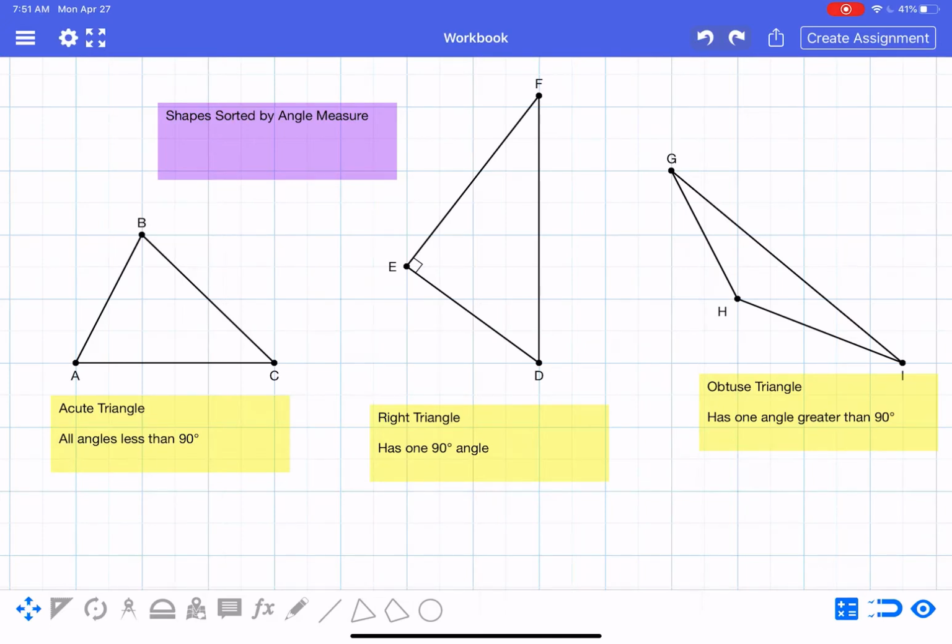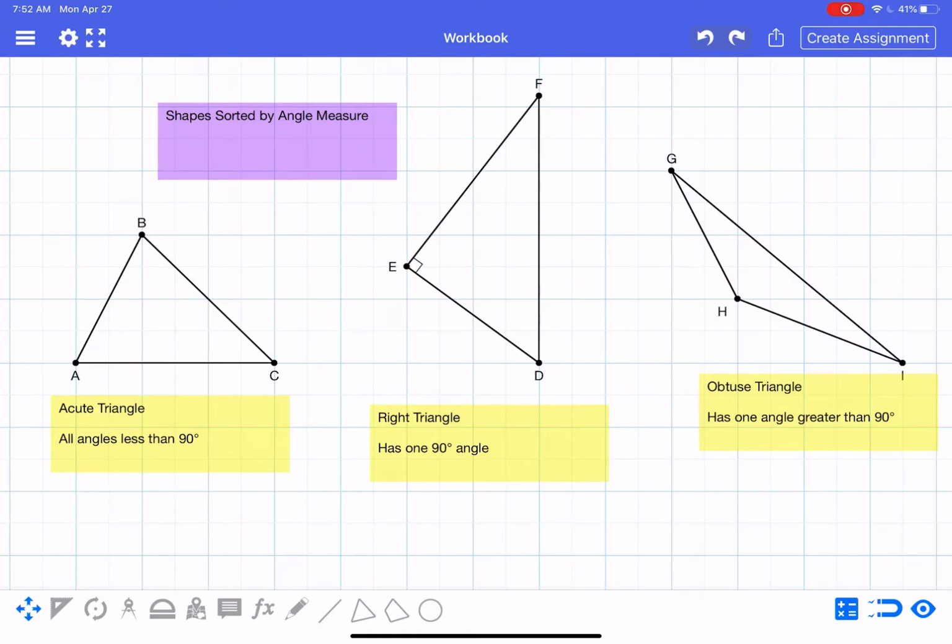Okay, so here are three triangles from the previous lesson. I can look at these triangles just by classifying their angles. So this triangle here has all acute angles. Angle BAC is acute, or we could just say angle C, angle B, and angle A, all acute angles. This triangle here is called a right triangle because it has a 90-degree corner right here. So angle E is 90 degrees.